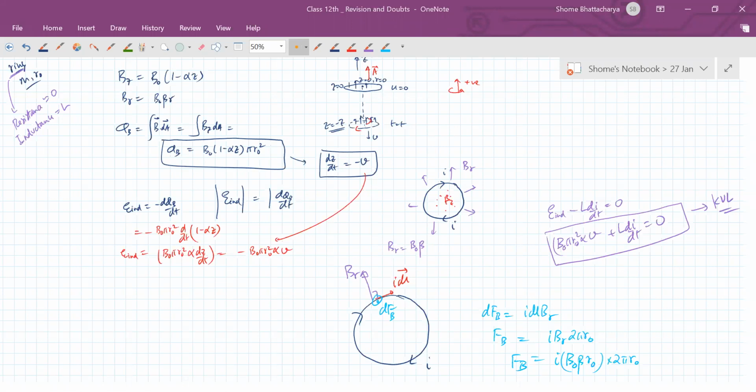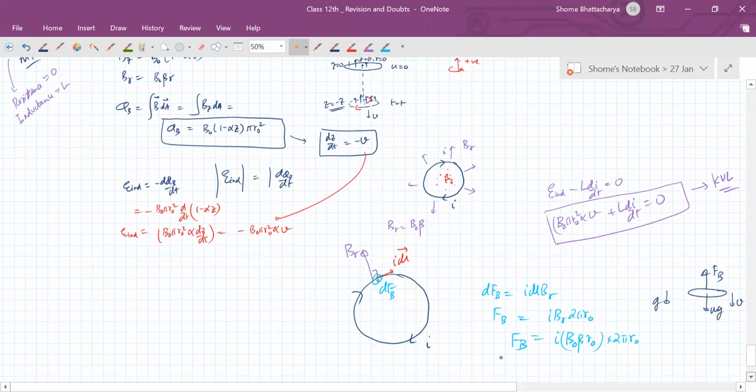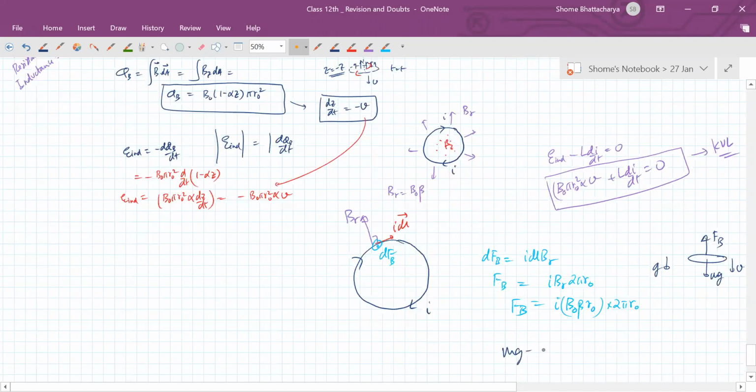So the radial part is clear, na? Now see what is happening. If I draw the three-dimensional diagram again of the loop, gravity pointing downwards, as it's having a downward velocity, it's experiencing magnetic force in the upward direction and gravitational force in the downward direction. So its equation of motion becomes mg minus magnetic force is m dv by dt.